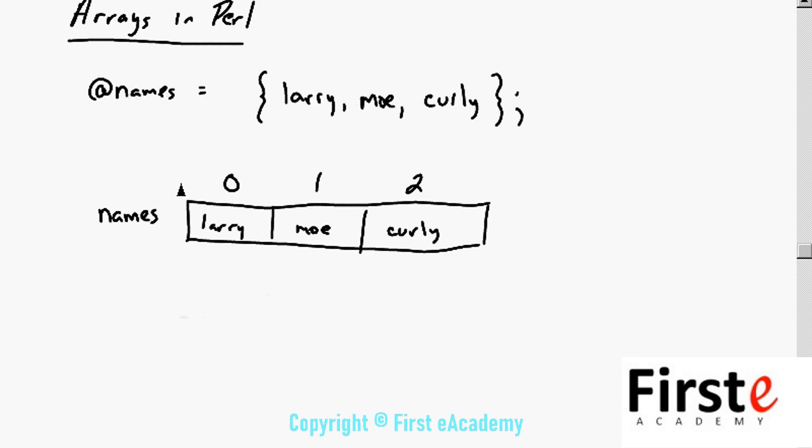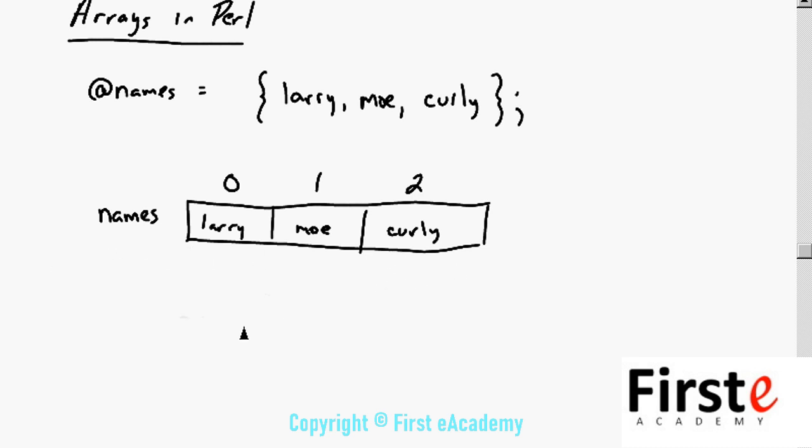Okay, but pictorially I like to think about it like this. That names is the name of this box. And then it's got indexes, index 0, index 1, index 2. In the 0 box is the first name Larry, in the 1 box is the name Mo, and in the 2 box is the name Curly, because that's the order they were given in this assignment statement. So this is the way I like to think about it pictorially.